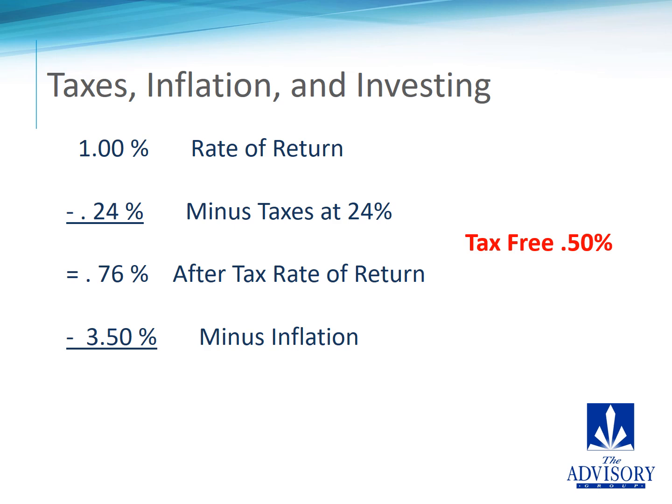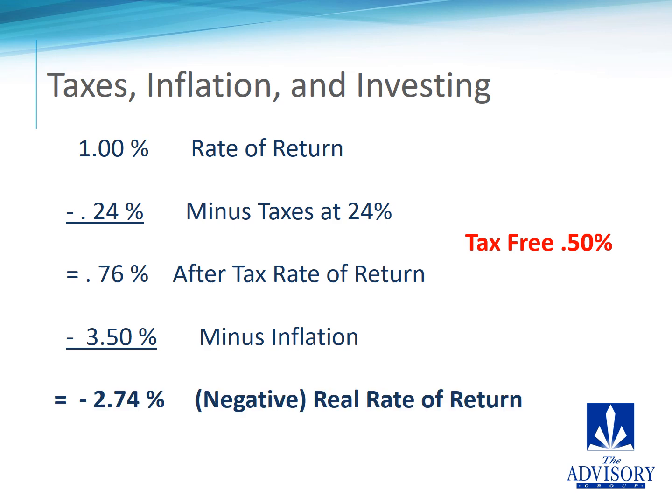When we tax our return and then subtract off the tax and inflation, you get the real rate of return. So in the end, after factoring in taxes and inflation, the 1% rate of return actually netted you a minus 2.74% real rate of return. These days, with inflation being higher, that could actually even be lower. When you do this calculation using bank accounts and short-term bonds, usually your real rate of return is going to be negative.